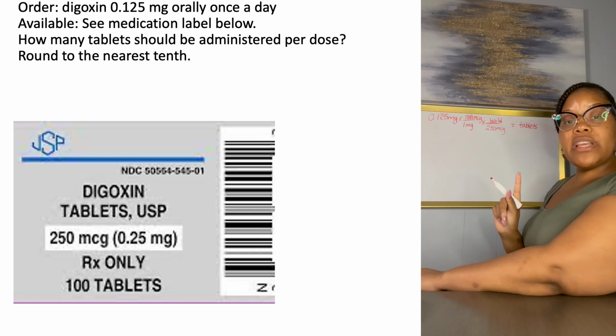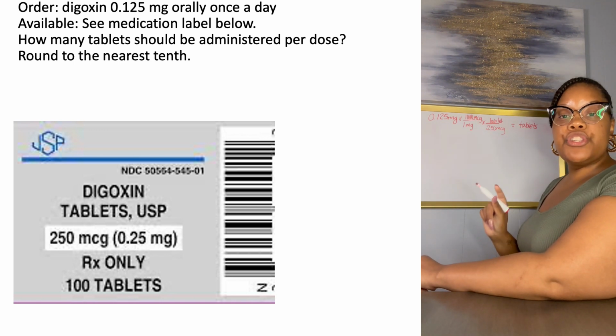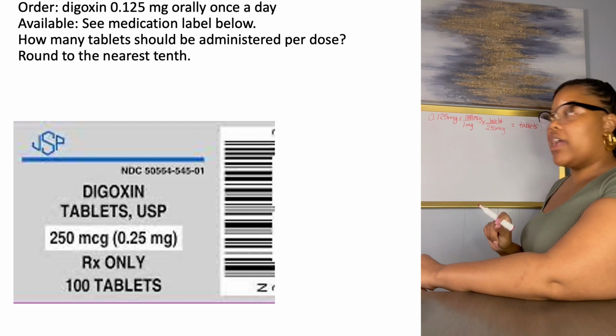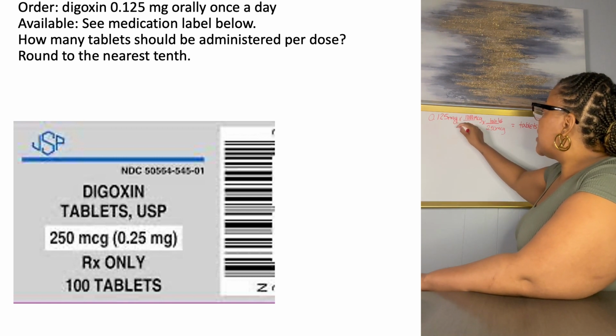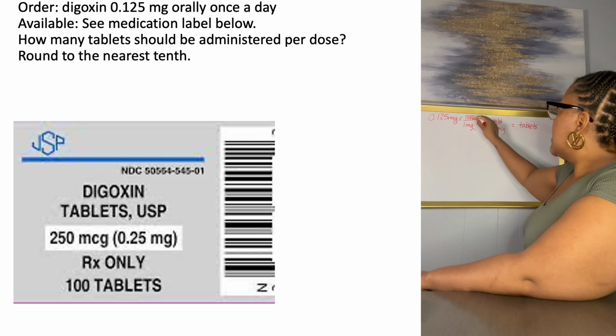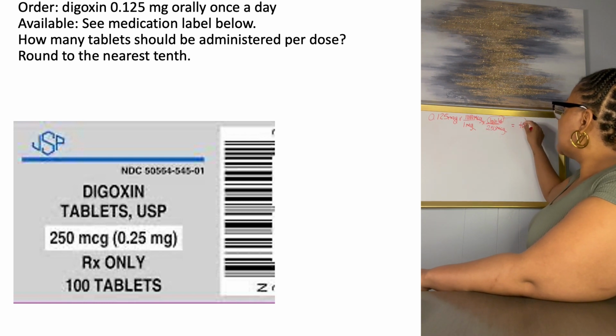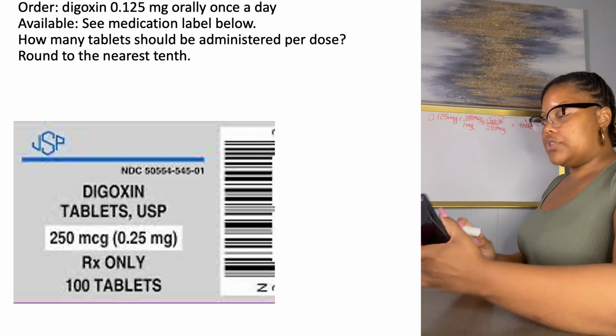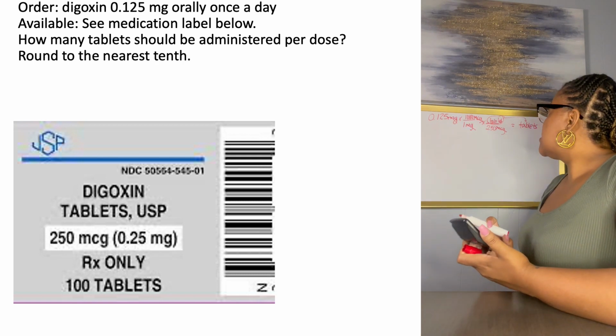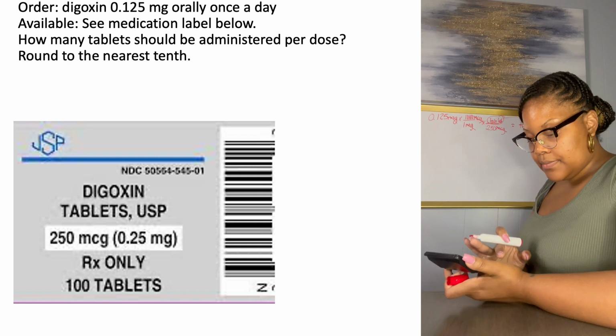Because for every tablet, it is 250 micrograms. So we can cancel out our MGs, cancel out MG, MCG, MCG, and what are we left with? Tablet. And what do we need? Tablet. All right, so let's multiply straight across.